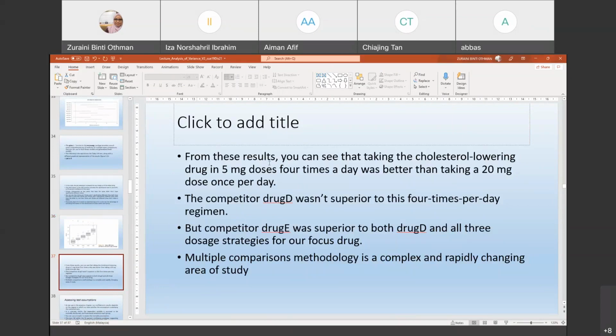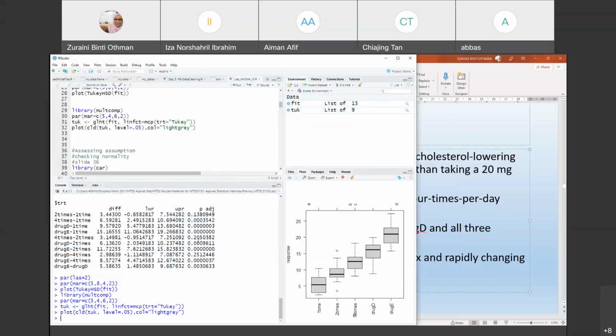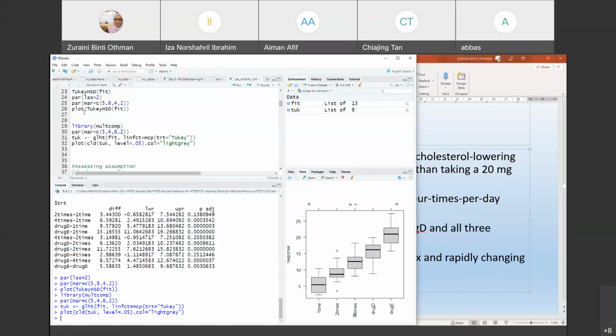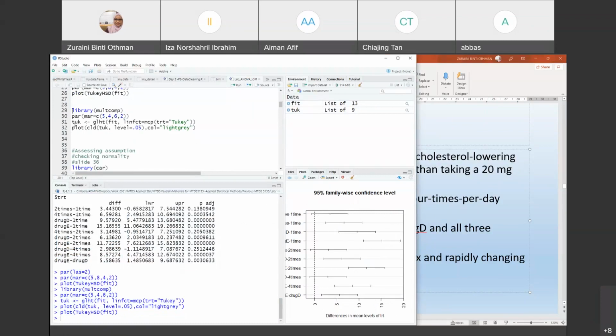Okay, you can see that the cholesterol lowering drug taken 4 times was better than taking a 20 milligram dose once per day. This is the result that we can conclude from the study, which is the p-value. Whether we use this table or represent it with this graph, or look at this graph while referring back to the p-value, it depends.